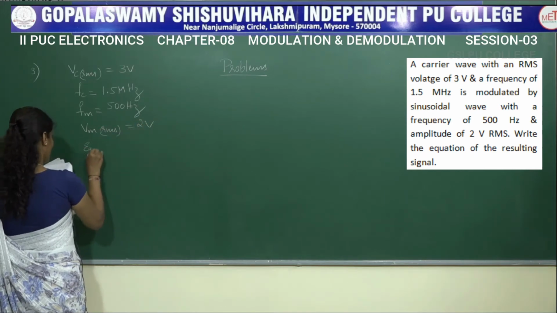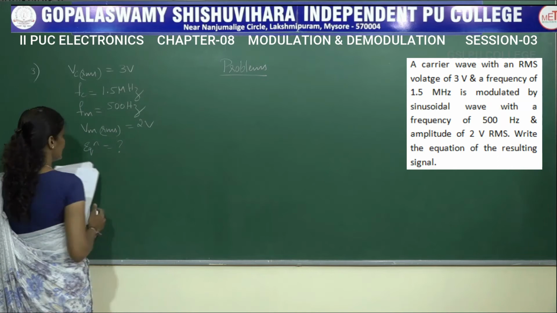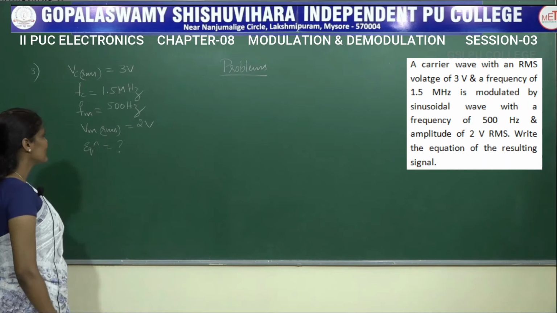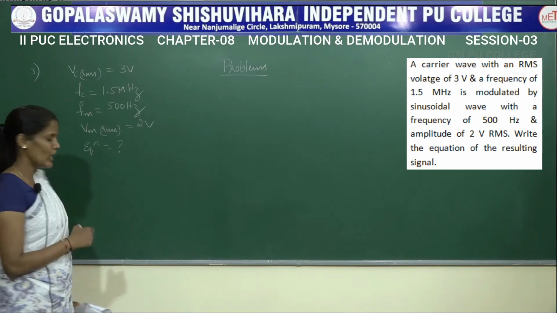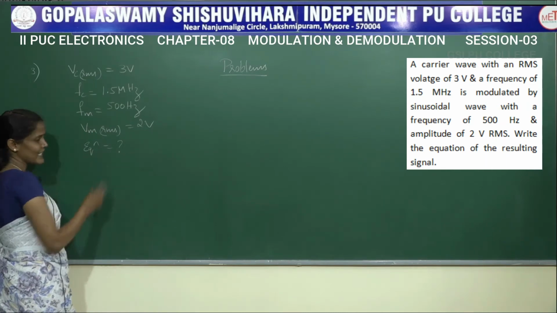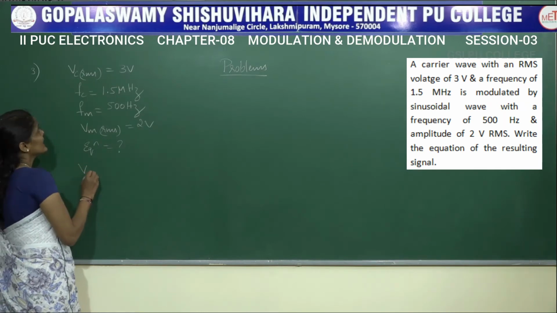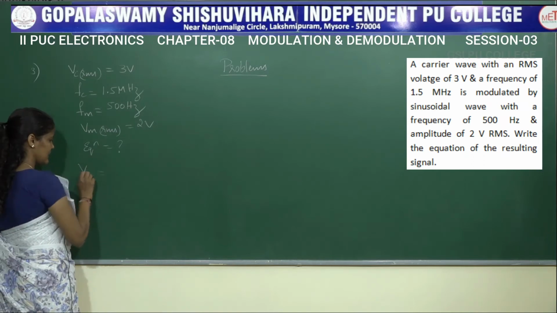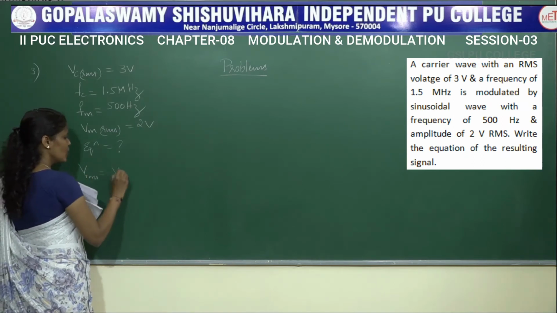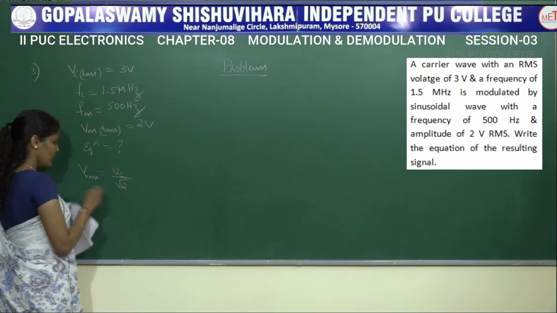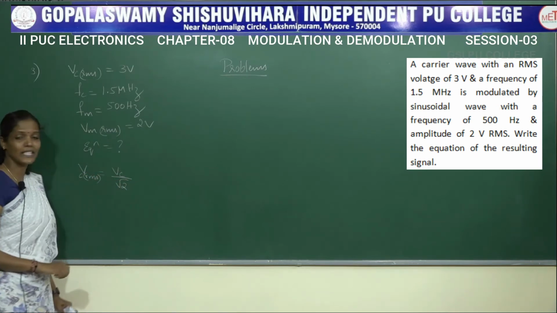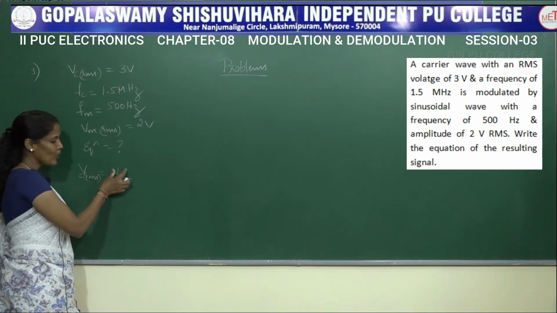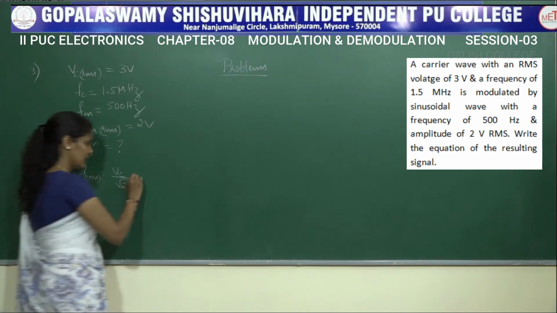Write the equation of a resulting signal. You have to write the equation for this particular signal. But they have given the RMS value but not the peak value. So you have to calculate that peak value and then write the equation. Vc RMS is equal to Vc divided by root 2. The RMS value is equal to peak value divided by root 2.